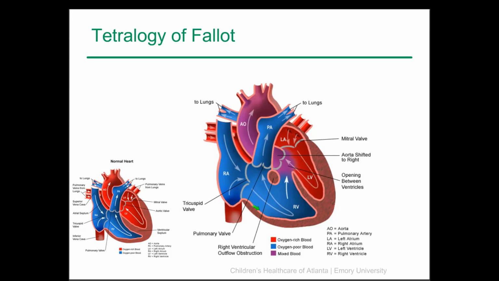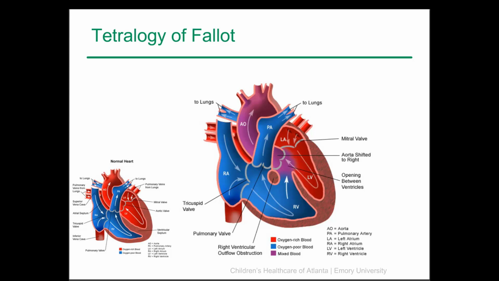Okay, so for that blood flow, if the PVA is there, we can often put a stent in it and open it up. If not, we can do a BT shunt like we do in the single ventricle series, just a BT shunt to get blood going there. But eventually, we're going to want to do surgery in these kids.